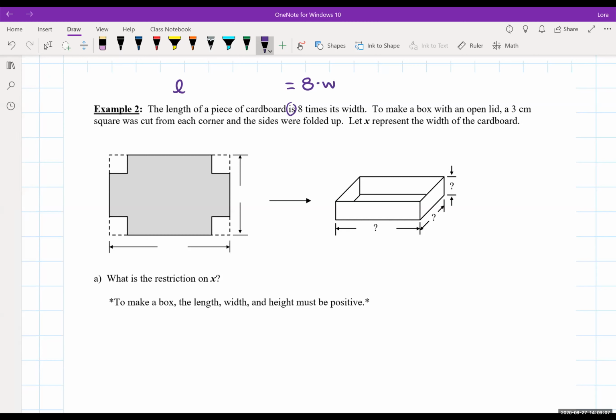Now, before I commit to using L and W, I have to be careful if anything else in the problem is telling me not to use L and W. So we'll go through this. To make a box with an open lid, a 3-centimeter square was cut from each corner. Well, we can draw that here. We know that we're cutting off the 3 centimeters from everywhere. Sometimes I label it all the way around. It does help me, but I'm cutting it off from everywhere.